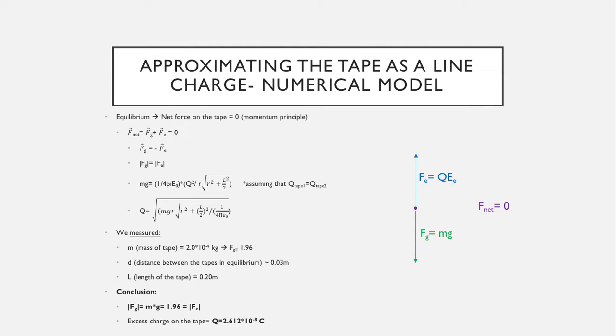So when we model it as a line charge, and again set the net force equal to 0, we can set the magnitudes of the gravitational force and the electric force equal and solve for Q. And using those measurements of mass, length of the tape, and distance between them, we can conclude that the excess charge on the tape when modeled as a line charge of evenly distributed charge is 2.612 times 10 to the negative 8th coulombs.